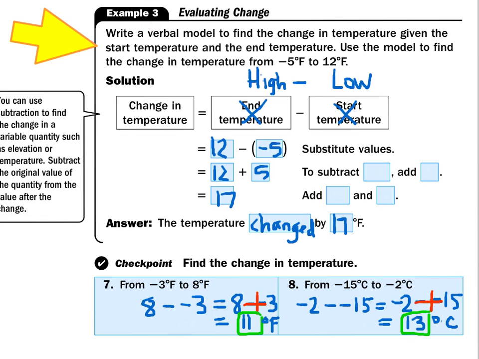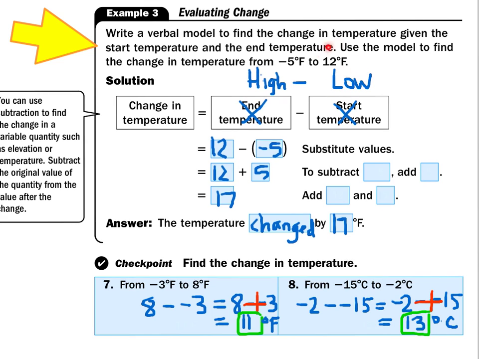All right, let's look at example 3, evaluating change. They want us to write a verbal model to find the change in temperature given the start temperature and the end temperature. Use the model below to find the change from negative 5 degrees Fahrenheit to 12 degrees Fahrenheit. Well, a change is the same as distance, and I think it's a lot easier to think about the highest value minus the lowest value that they gave you.